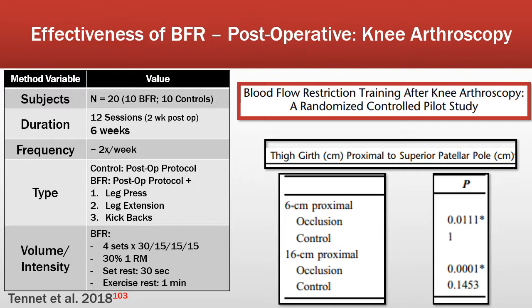So you can see here that the girth statistically significantly improved versus that of the non-occluded controls, not only in the calf, but also, or not only 6 centimeters proximal to the patella, but also 16 centimeters proximal to the patella.